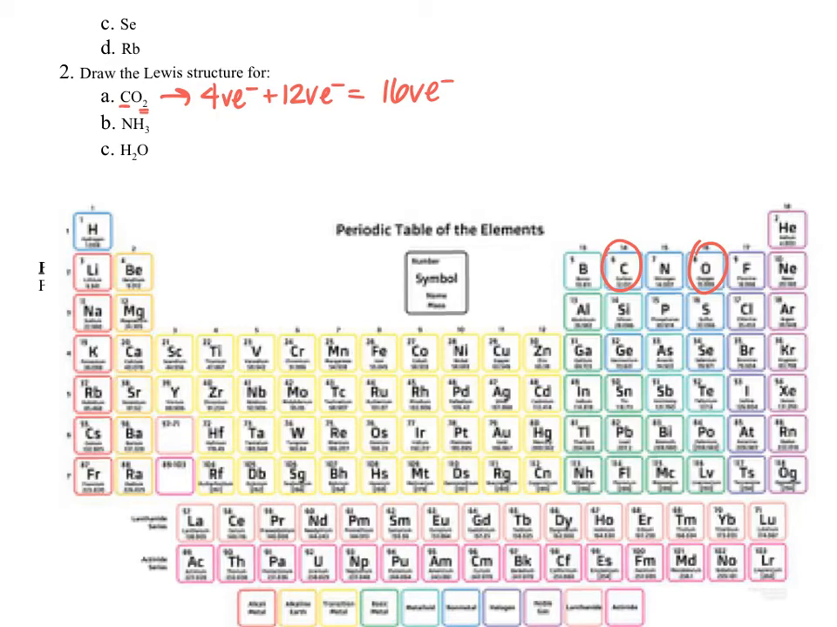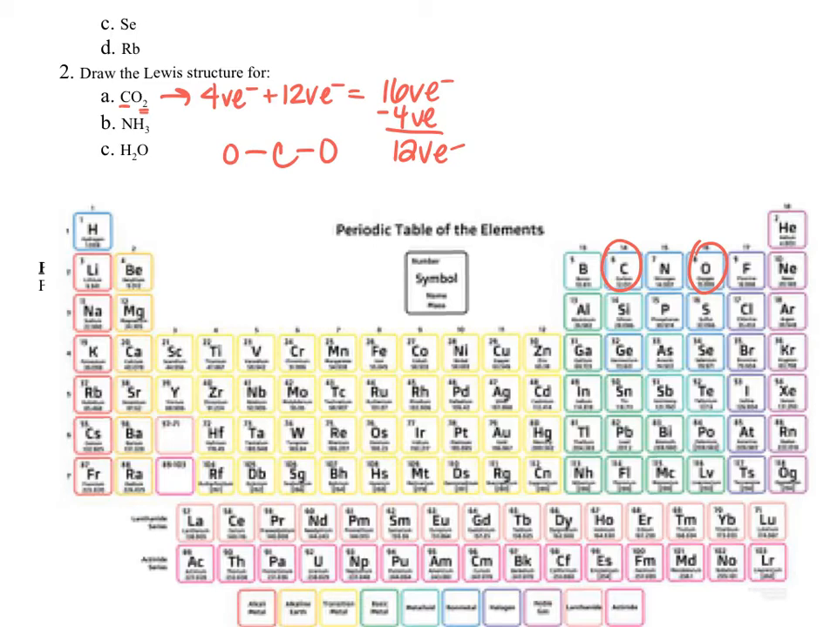Okay, using that same rule of thumb, carbon would be my central atom because it is the most unique atom. There's only one carbon and there are 2 oxygens. So I'm going to put oxygens on the outside, and then I'm going to single bond everything to the center. So that means I've used 4 electrons when I put in 2 bonds.